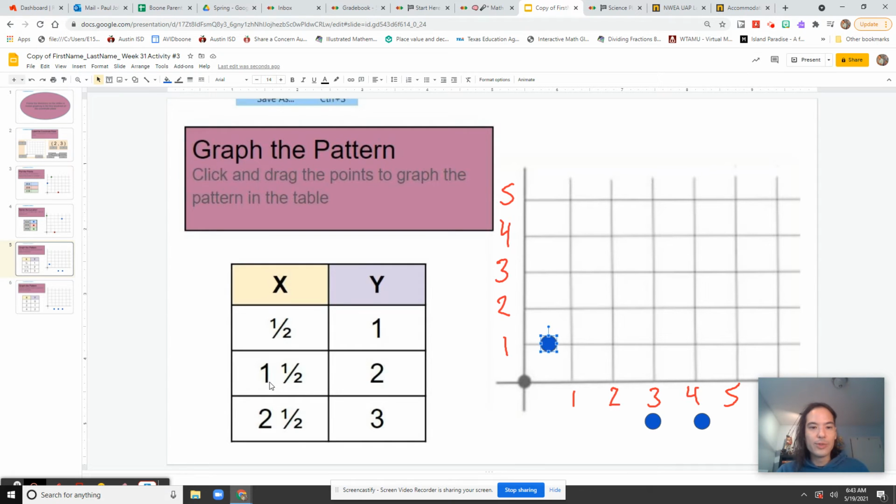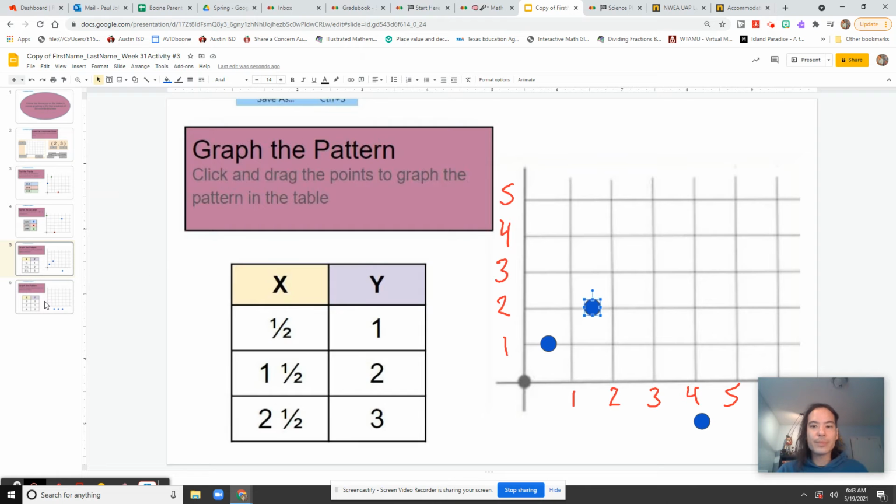The second one is run 1.5. So I'm going to run 1 and then half, and then I'm going to jump 2. So sometimes if you're not dealing with a whole number, you might have the dots end up not directly on the intersections on the graph. I want you to try this last one on your own. You're going to run 2.5 and you're going to jump 3.